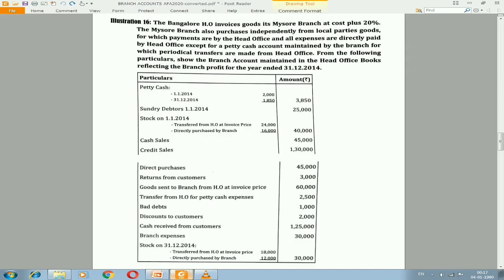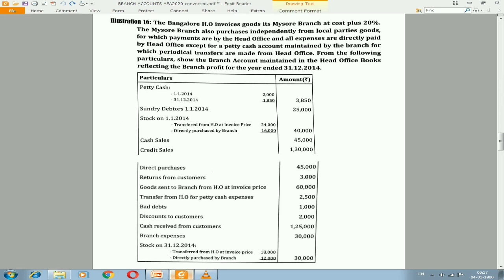Let me start with one illustration. The Bangalore head office invoices goods to its Mysore branch at cost plus 20%. So while calculating the stock reserve account, we are supposed to take this rate as 20% divided by 120, that is 20 divided by 120.